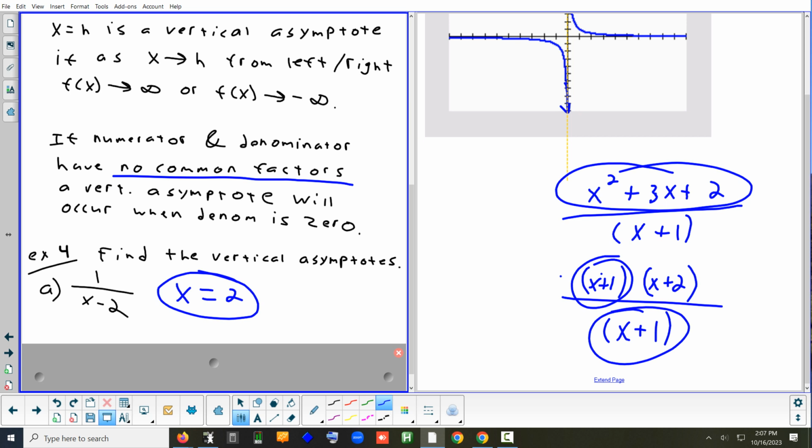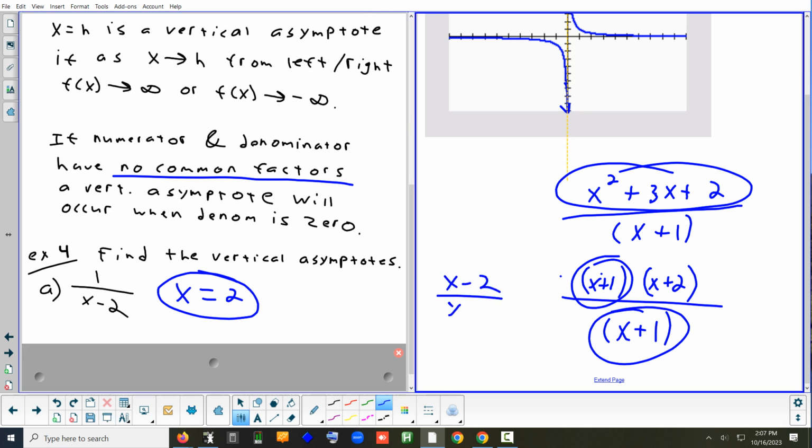Now what if I gave you this one? X minus 2 divided by x minus 2. First question, can you plug 2 in? No. If you plug 2 in, you're going to divide by 0. So same problem, you can't plug in the number 2. But do the numerator and denominator have a common factor? Yeah, now they do. So if you were to graph this, there'd be a hole in the graph at 2. There would be no vertical asymptote in that problem.